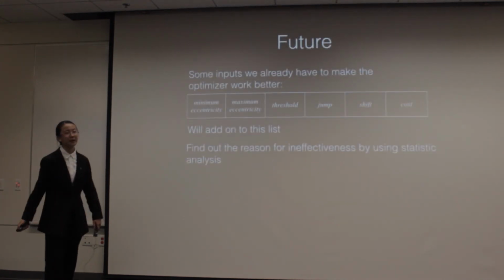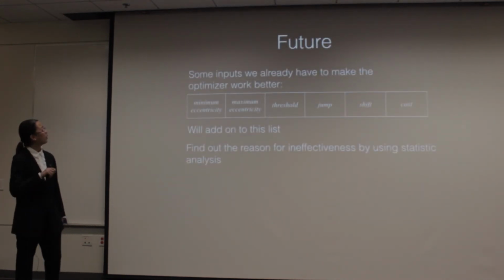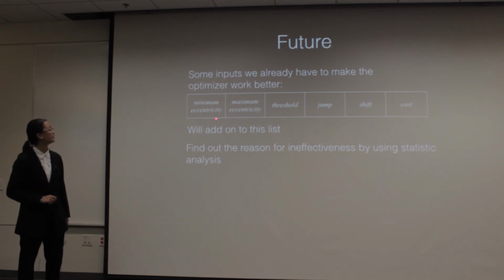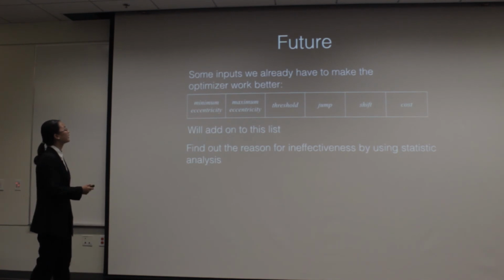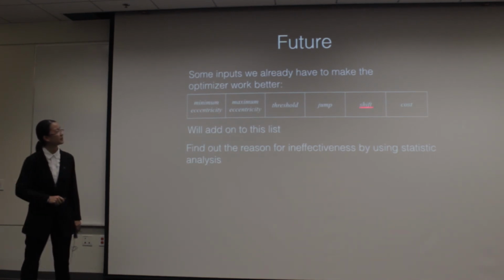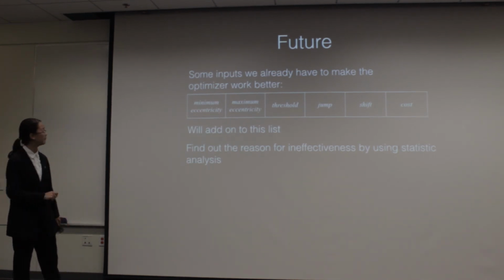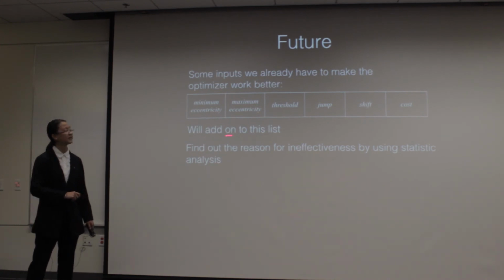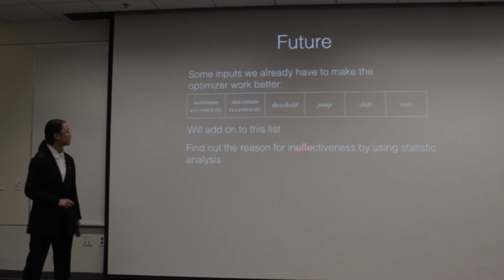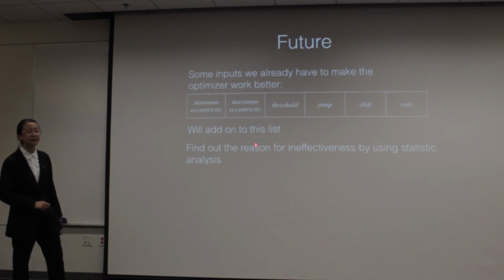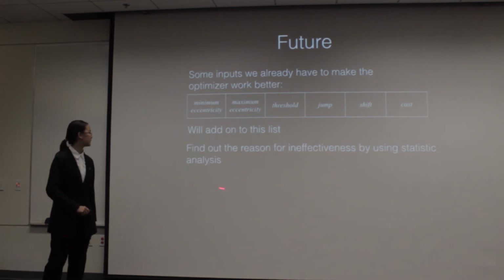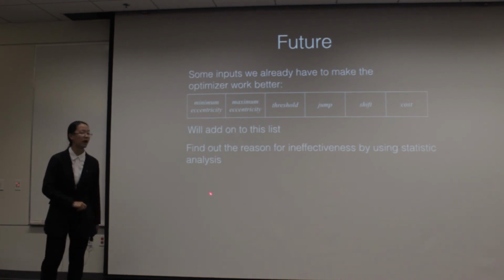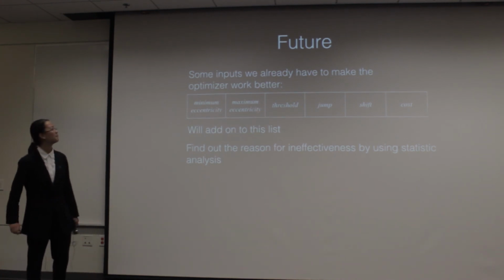So in our future development, we'll try to add some inputs to make the optimizer work better. This is a list of the inputs we already have, but we'll probably add to this list in the future. Also, we'll try to find out the reason for this ineffectiveness of the optimizer. And if statistical analysis will help, we'll probably use that as well.